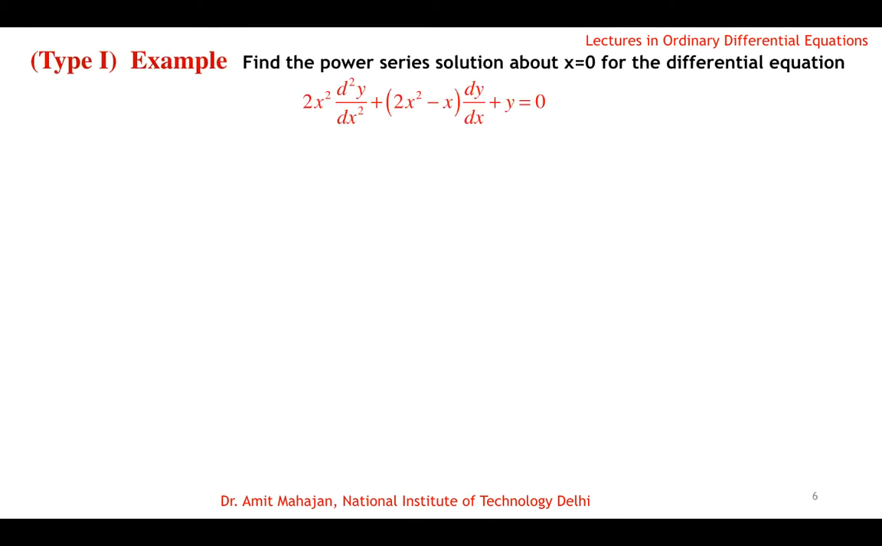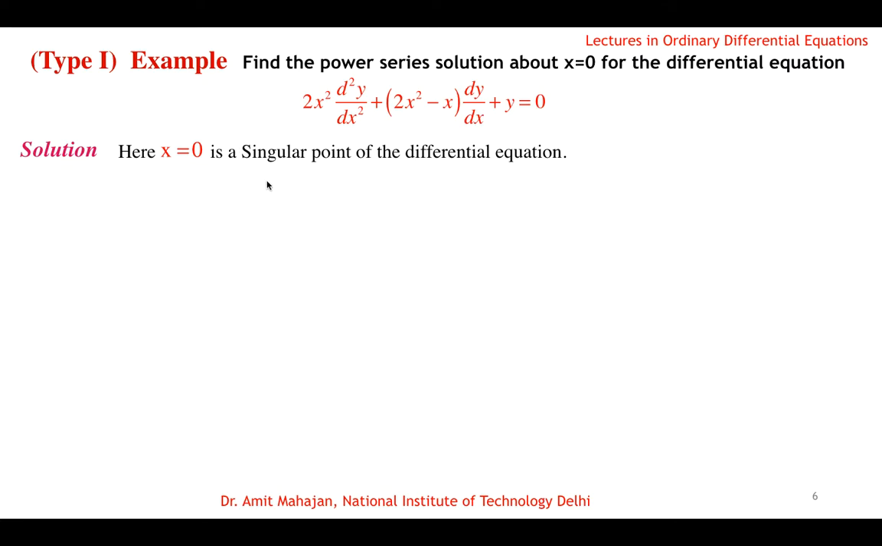Now I take an example for all three types of cases, and the first case I'm taking is type 1. Find the power series solution about x equal to 0 for the differential equation. Given this second order differential equation, you can check that x equal to 0 is a singular point of this differential equation, and it is a regular singular point. I'm not calculating that; you can check it easily by using the method.